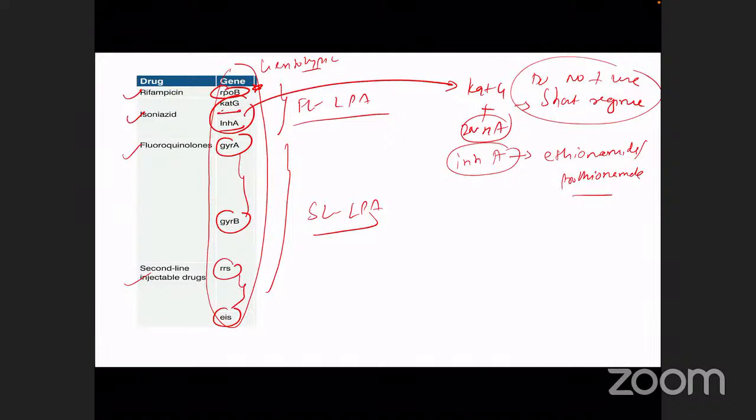Remember this: only for these 6 drugs, rifampicin, isoniazid, moxifloxacin, levofloxacin, amikacin and streptomycin, you have the genotypic method of DRTB available. I hope this is very clear. If at all you have any doubt, you can definitely ask on the YouTube live channel.